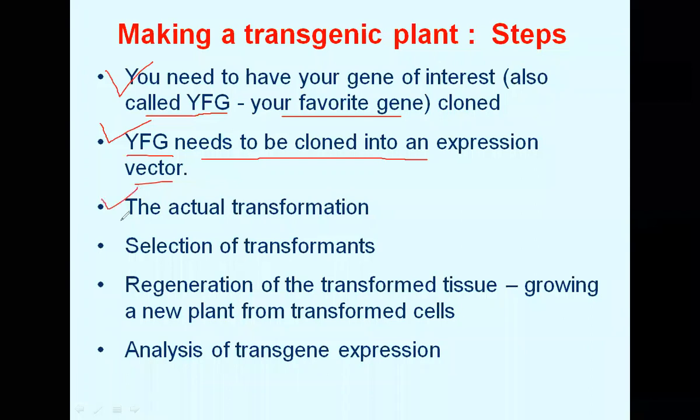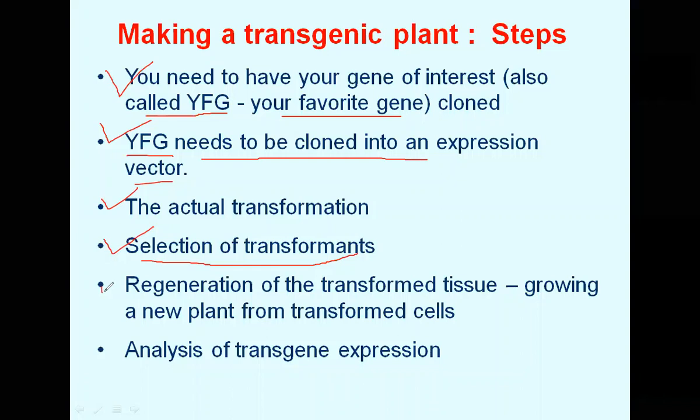Then the actual transformation process, and then as we just discussed, selection of the transformants. So from a group of cells which have been transformed, you need to select those which have actually been transformed, meaning those which have actually received the gene of your interest, from those which have not received it. So this is what is called selection of transformants, and it is here that your selection marker gene will play a vital role.